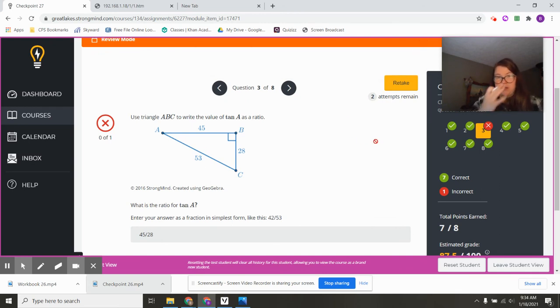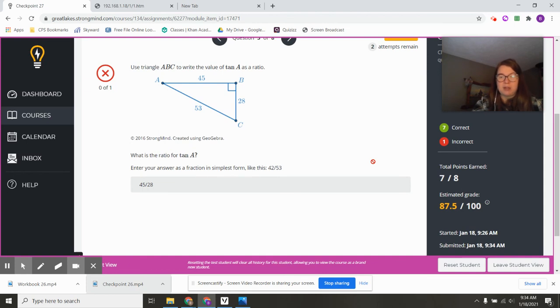If we use the decimal approximations, we could have gotten it wrong. But for the sake of time, I'm not going to go back and do this one because 87.5 is not a bad grade.